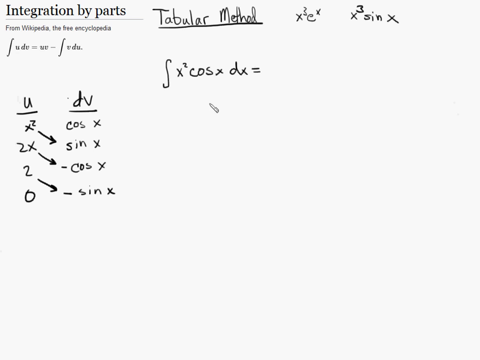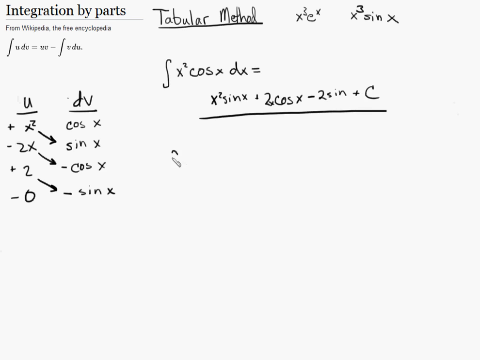So we have our answer already, thanks to the tabular method, is going to be x squared sine x. Oh, don't forget the plus minus. Plus 2x cosine x minus 2 sine x plus c. Alright, that's our first one.